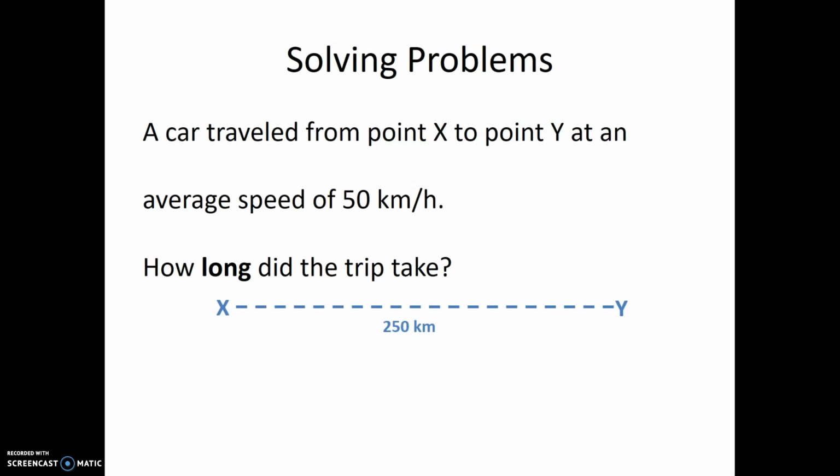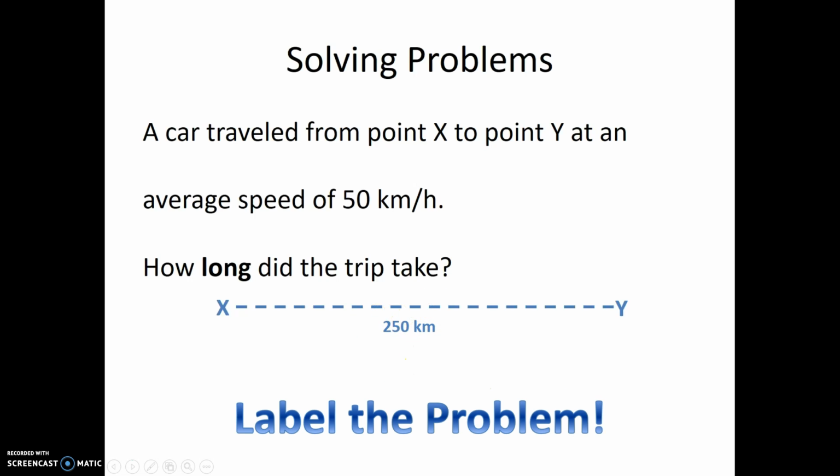But where's our distance? If we're going to find out time, we need to have both speed and distance. We can't find out the answer to a time problem without the other two variables. The same goes for all of the problems. We can't find out the answer to a distance problem without speed and time. We can't find out the answer to speed without time and distance. So where's our distance? Well, you have to look to the diagram. It's right here. It's 250 kilometers between X and Y. Okay, so that's what we're going to plug into our problem.